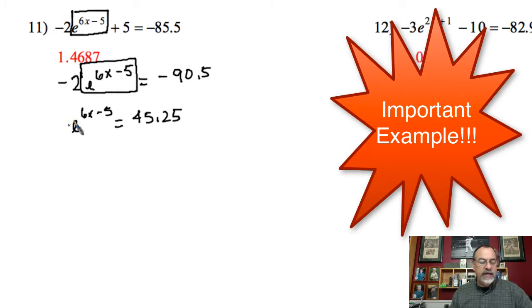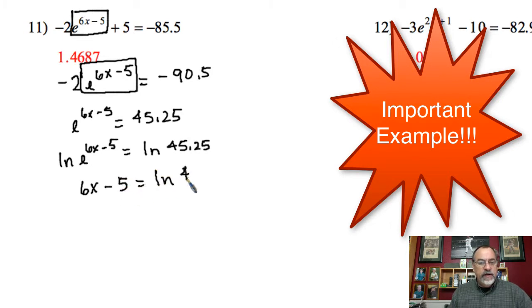But because the base is a base e, we're going to take the natural log of both sides. So we're going to take the natural log of e to the 6x minus 5. And then we're also going to have to take the natural log of this 45.25. Now remember what we talked about before. When we take the natural log of an e base, it simplifies to this 6x minus 5. Again, if you go back to evaluating logarithms, this means what's the exponent of e that will give me e to the 6x minus 5? Well, the exponent that will give me e to the 6x minus 5 is 6x minus 5. So that equals the natural log then of 45.25.